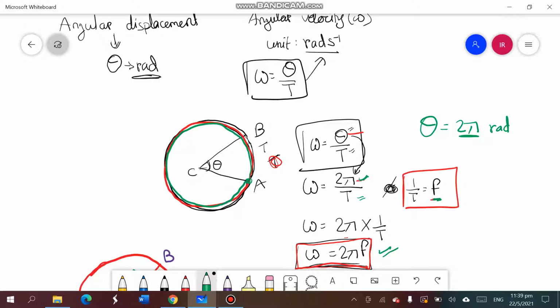The equation we saw in the last video, omega equals theta by t, is correct when the object is moving through part of the circle and the angle moved is theta. But when the object makes a complete circle, the angle theta is written as 2π, and the time period is converted to frequency: 2πf. This is the formula we will need a lot, because in most mathematical problems the object has moved through a complete circle. The frequency will be given and you have to find omega, or the time period will be given and you have to find omega. I guess this part is clear, nothing too confusing here.